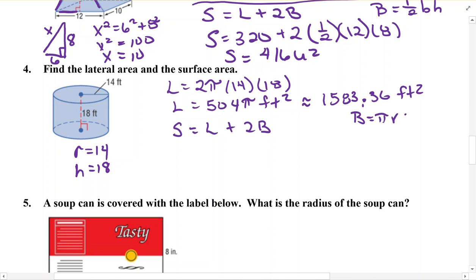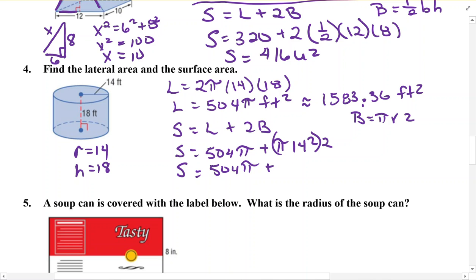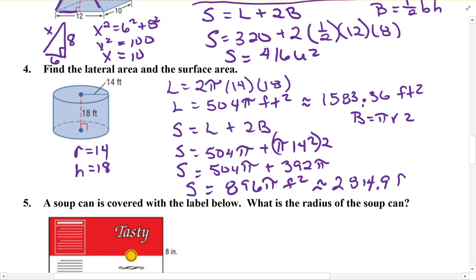The surface area would be the lateral area plus 2 times the base, and the base formula right here is pi r squared. So the surface area is 504 pi plus pi 14 squared, which would give us 504 pi plus 392 pi. Oops, I forgot, we need to multiply this by 2, which would give us 392 pi. So the surface area is 896 pi feet squared, which is approximately 2,814.9 feet squared.